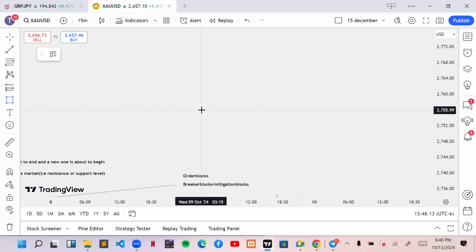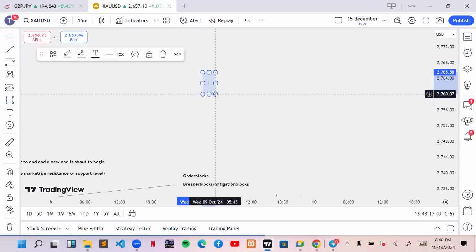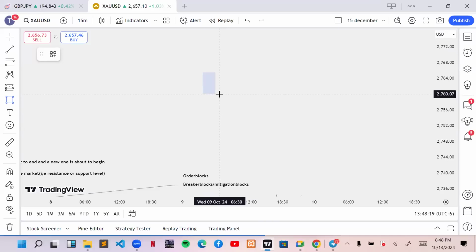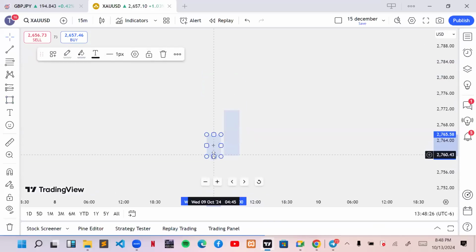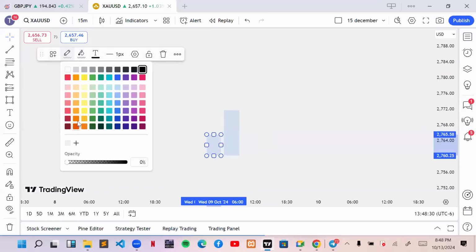So for the bullish order block, this is how it looks. You see a bearish candle, and then you see a bullish candle kind of engulf it like this. So this is what a bullish order block looks like. So you see a bearish candle like this.